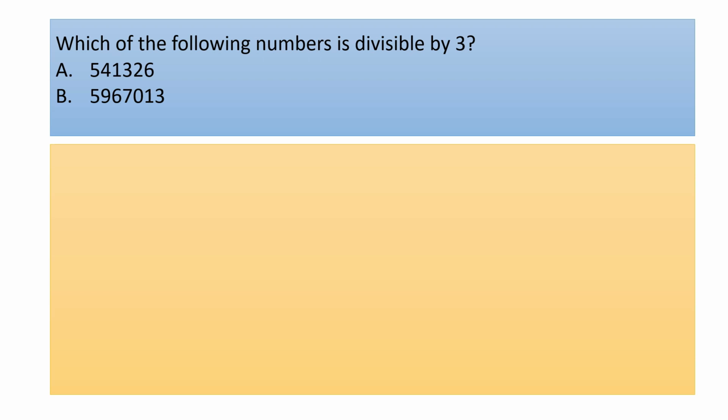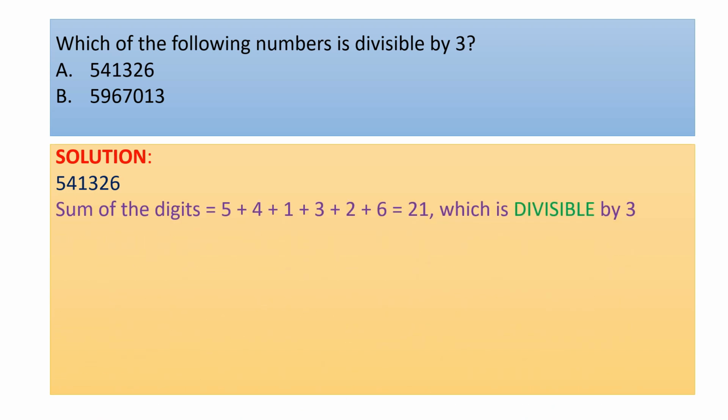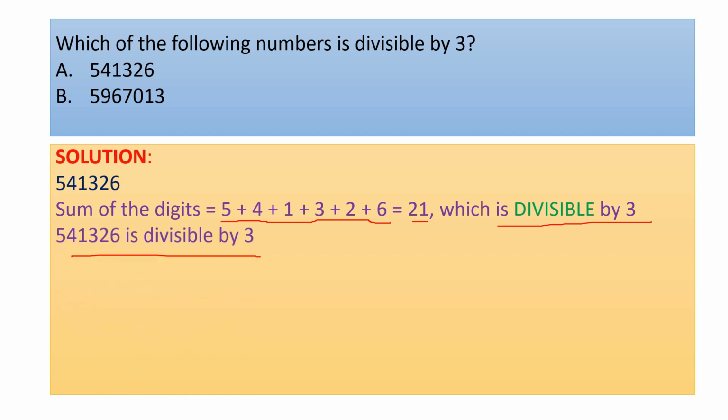According to the rule of divisibility of 3, we have to find whether the sum of the digits is divisible by 3 or not. If it is divisible by 3, then the given number is divisible by 3. If it is not, then the given number is not divisible by 3. Let's see the solution. Let's consider option A. The numeral is 541326. We are finding the sum of the digits. So 5 plus 4 plus 1 plus 3 plus 2 plus 6, which is 21. 21 is divisible by 3. Therefore, the given numeral is divisible by 3.